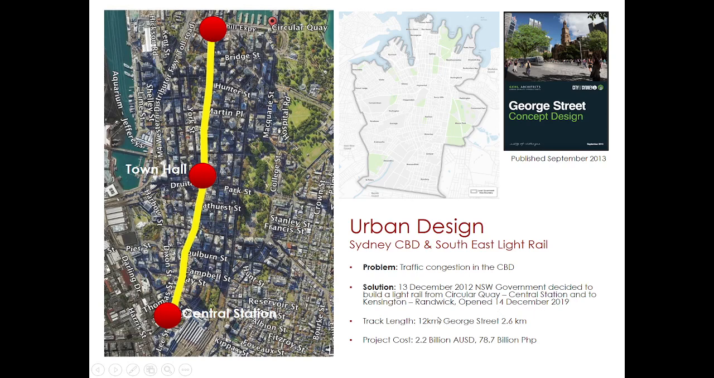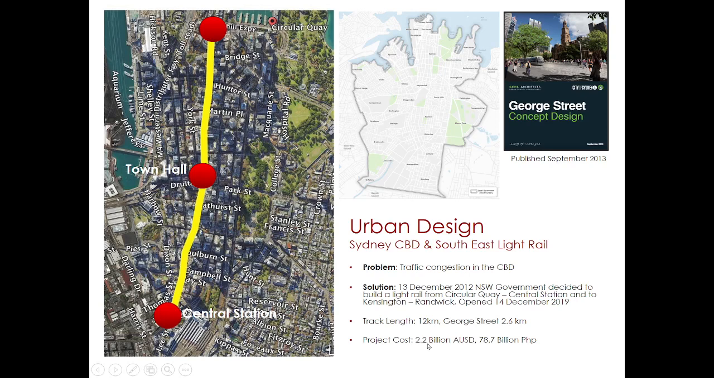So just a year before, not really a year before, but just before the pandemic started. So this is the line over here. To the north, we have Circular Quay. That's where the Sydney Opera House is. Town Hall, basically their equivalent of the Barangay Hall for the City of Sydney. And then Central Station, as its name suggests, the central station of the City of Sydney.